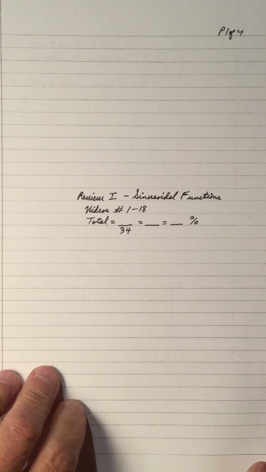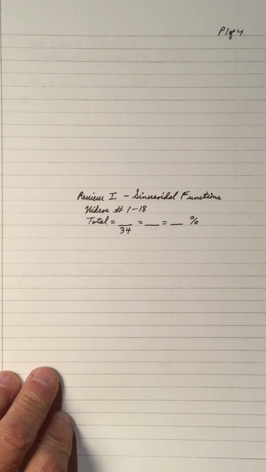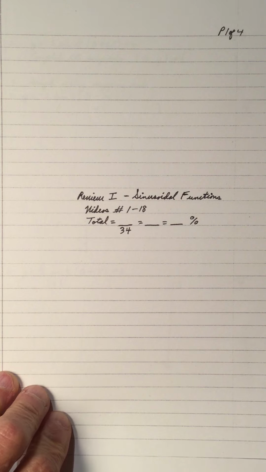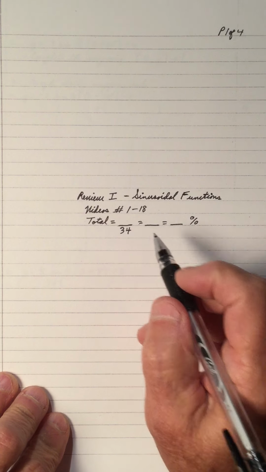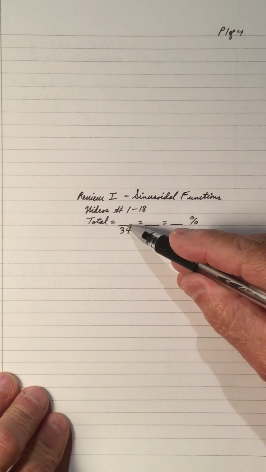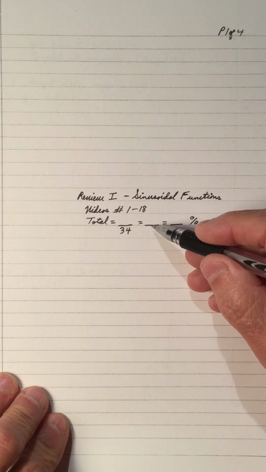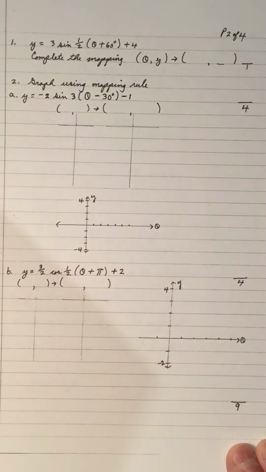This review is on videos numbers 1 to 18, and as in previous reviews in the other units, you can treat it as a quiz and give yourself a score out of a total of 34. That means you add up the scores on each page, get your total, put it over 34, divide, and get a decimal. Move your decimal 2 places to the right to get a percent. So, let's start the review. And all the questions are in order of the videos.